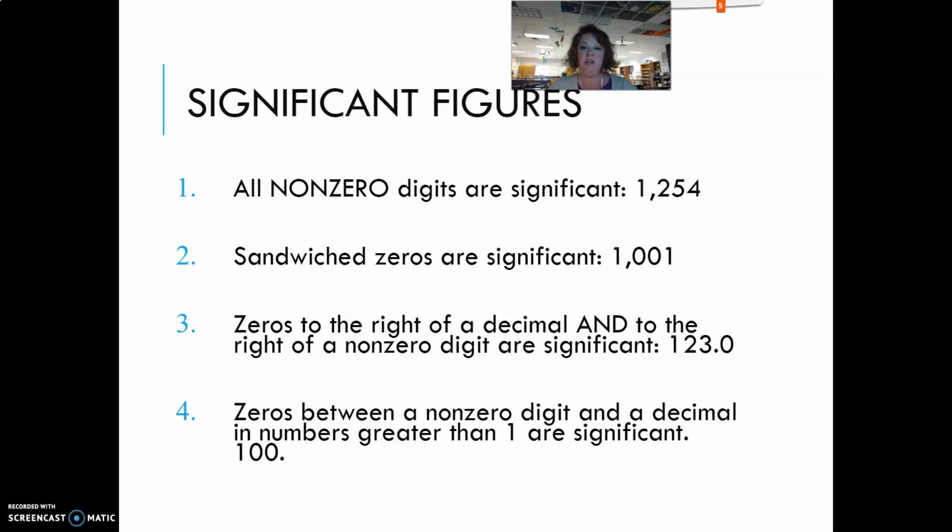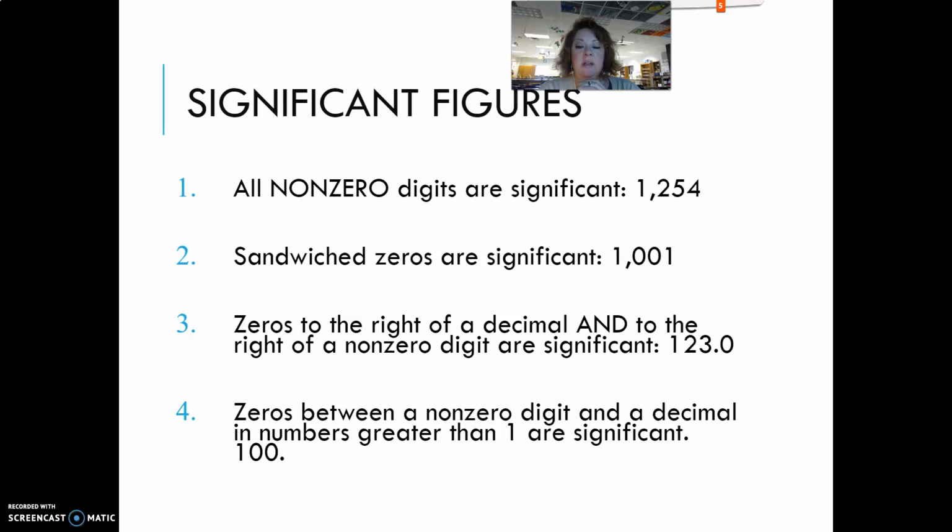All non-zero digits are significant. So if it is a non-zero digit, it is definitely going to be significant. So these rules are on page 11. If those zeros are sandwiched between non-zero digits, they are significant. So the example would be 1,001. So those zeros in between those ones make them significant.